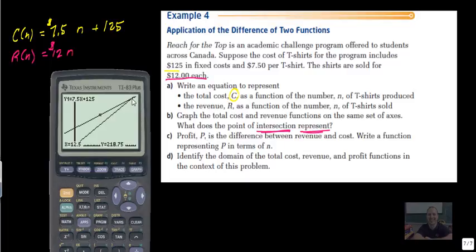Okay. This point, remember, think about the functions. That's where your cost and your revenue are the same. So the money you're putting in and the money you're getting back out is identical. So the intersection point over here is the break-even point.